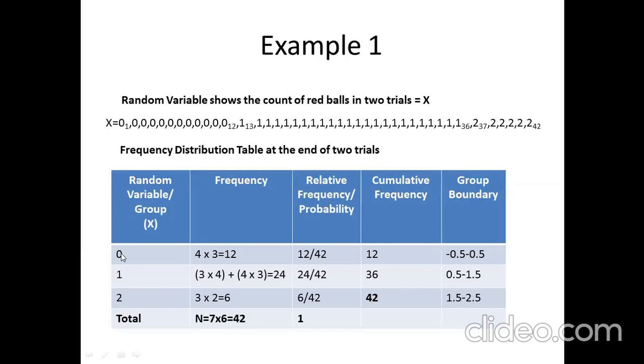So for the first group having the value 0, the relative frequency would be 12 by 42. For the second group having value of 1, the relative frequency would be 24 by 42. And for the third group having value 2, the relative frequency would be 6 by 42. And since they are all mutually exclusive cases, that is, any one of them would be occurring, either we would have no red ball, one red ball, or two red balls. So the sum of their probability should also be equal to 1, as it is the case over here.